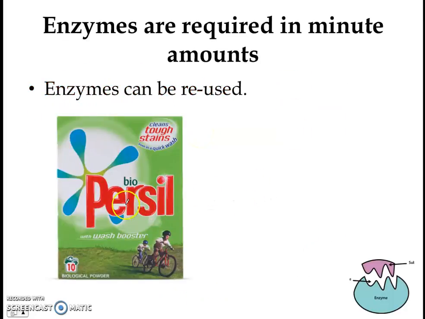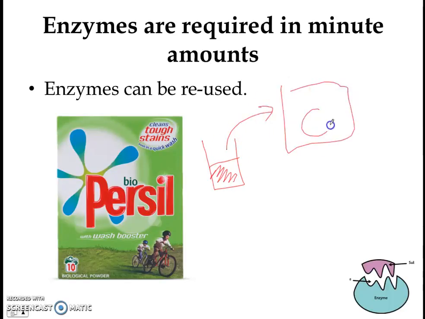So it's for the same reason that when you use something like biological washing powder, right, normally you just add a little, just 1 cup of washing powder into your big washing machine, right? So you don't really need a large amount of enzyme in order to wash the large load of clothes, because enzymes can be reused and they remain chemically unchanged at the end of the reaction.